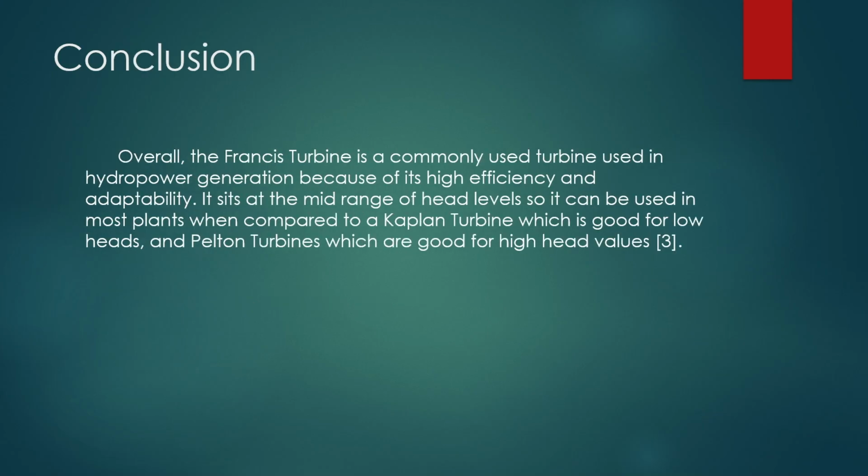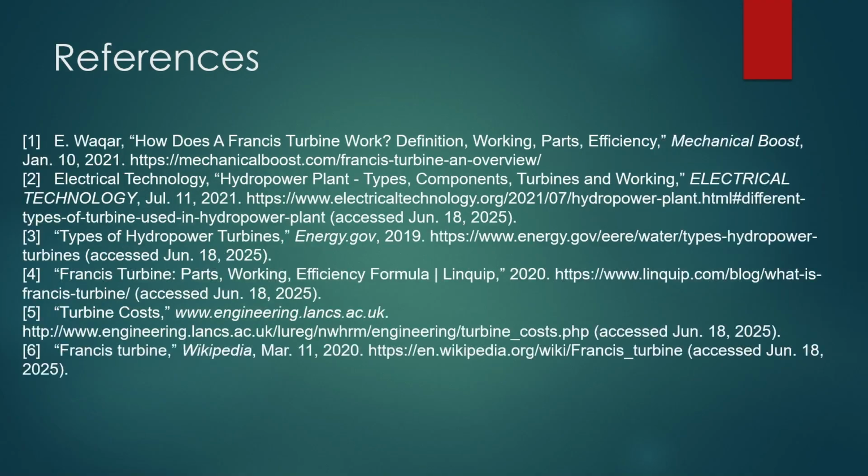Conclusion: overall, the Francis turbine is a commonly used turbine in hydropower generation because of its high efficiency and adaptability. It sits at the mid-range of head levels, so it can be used in most plants when compared to a Kaplan turbine, which is good for low heads, and a Pelton turbine, which is good for high head values. Yeah, there's my references.